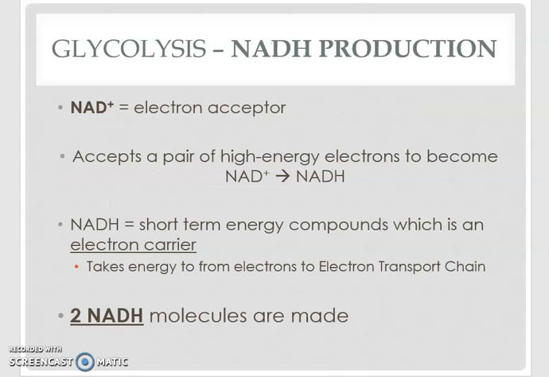In photosynthesis, we talked about electron acceptors. In cell respiration, we have NAD+ as the electron acceptor. It's going to accept electrons and become NADH. And then NADH is going to carry energy from glycolysis and carry that to the electron transport chain.